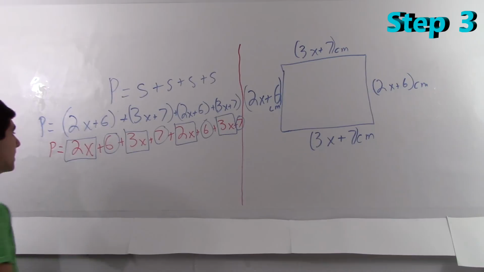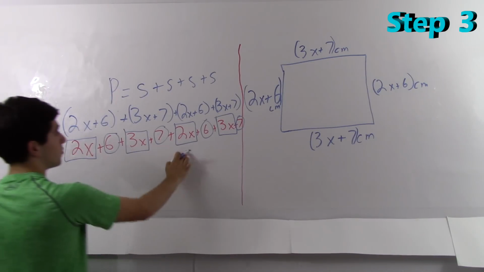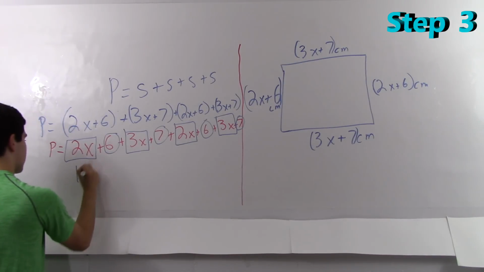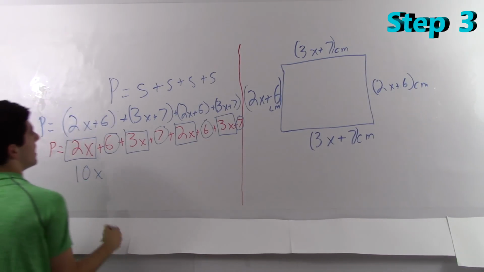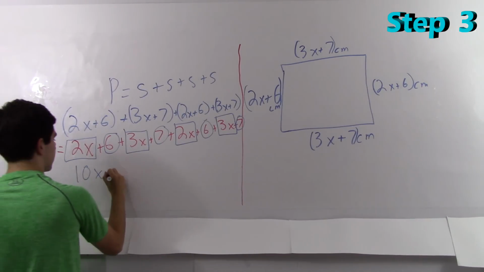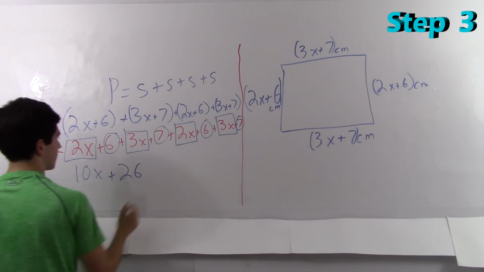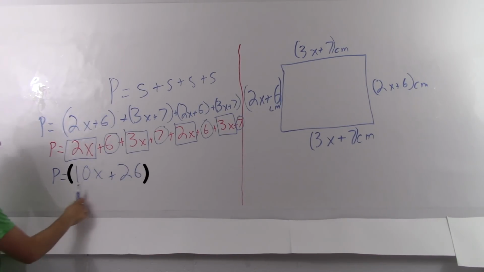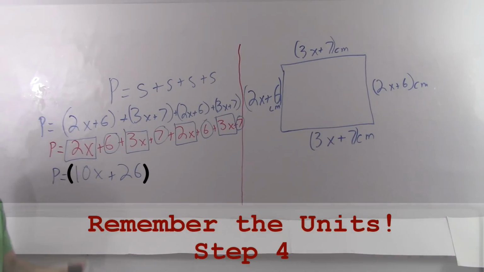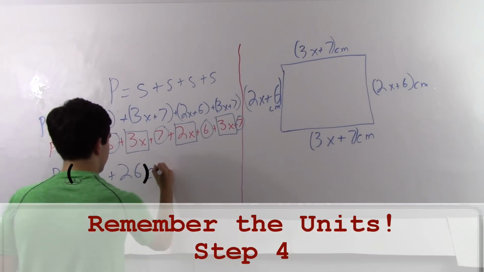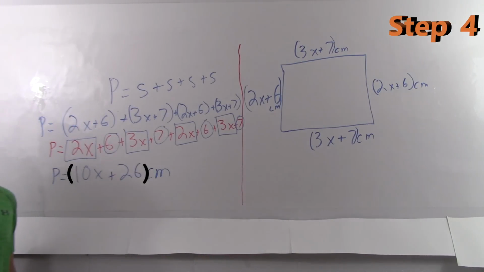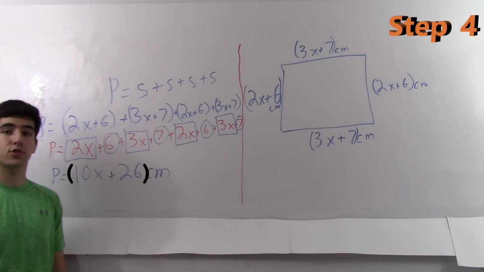So now I want to combine like terms. 2x, 3x, 2x, 3x is 10x. 6 plus 7 plus 6 plus 7 is 26. And that would be your perimeter. 10x plus 26. But we're not done yet. You want to remember that all-important step, which is centimeters. Now, it wouldn't be squared this time because we're not multiplying the centimeters, we're just adding them up.